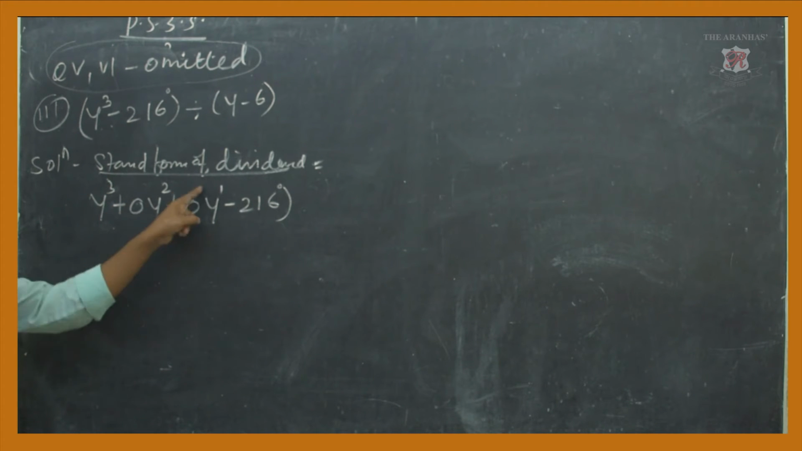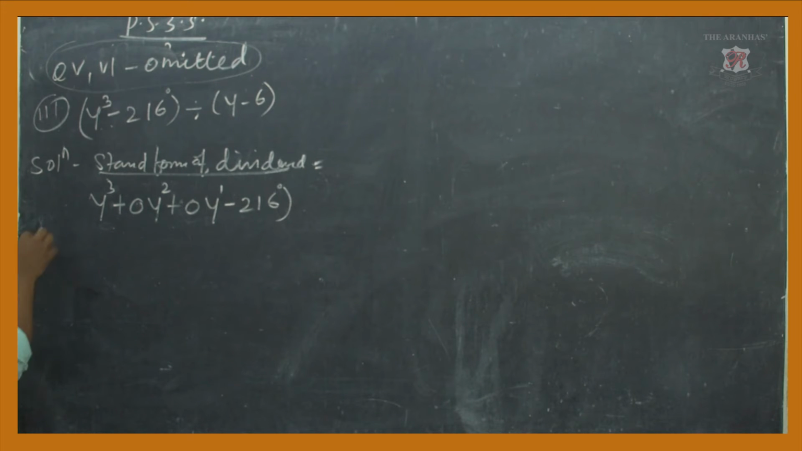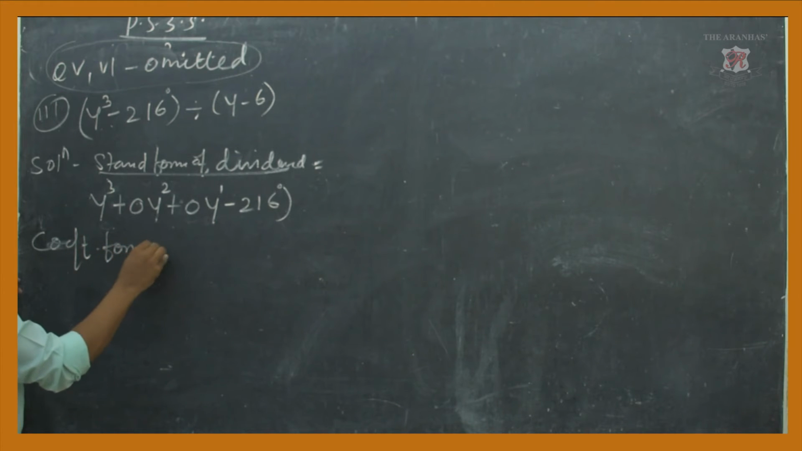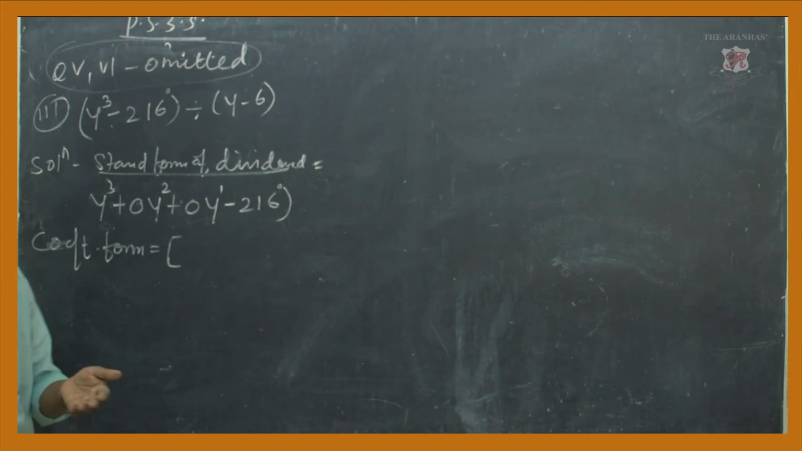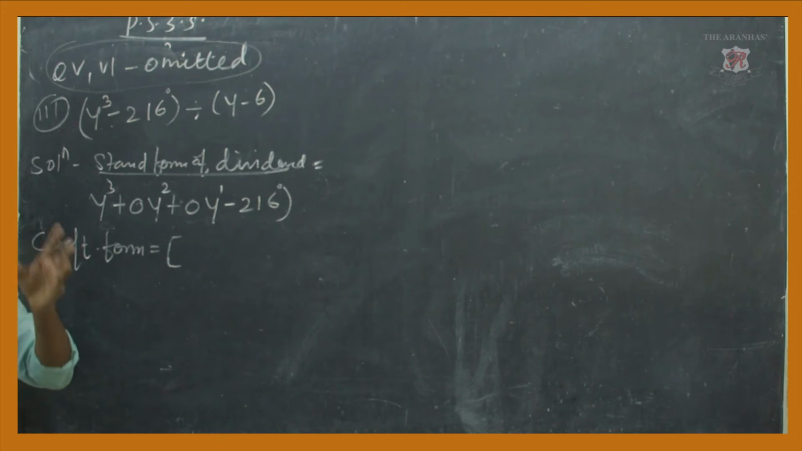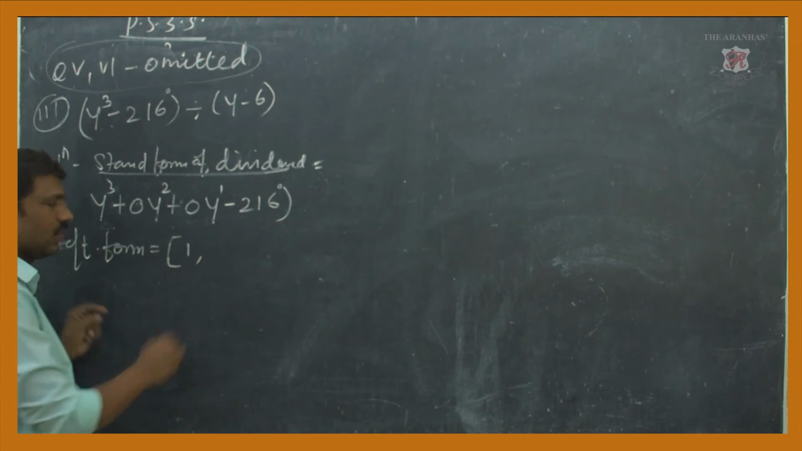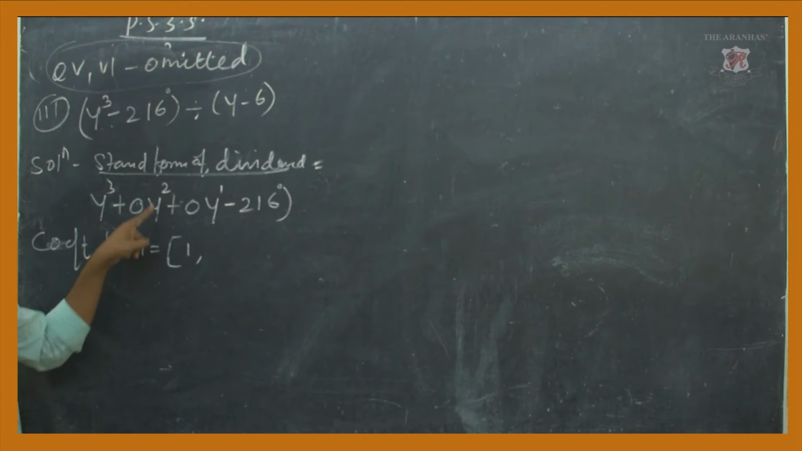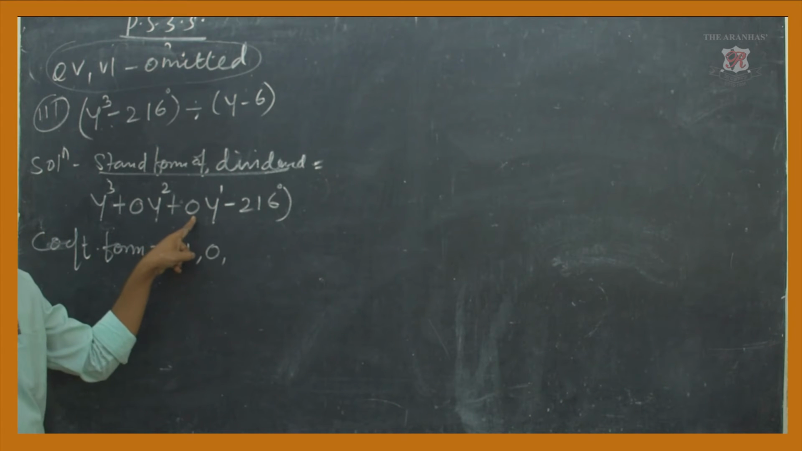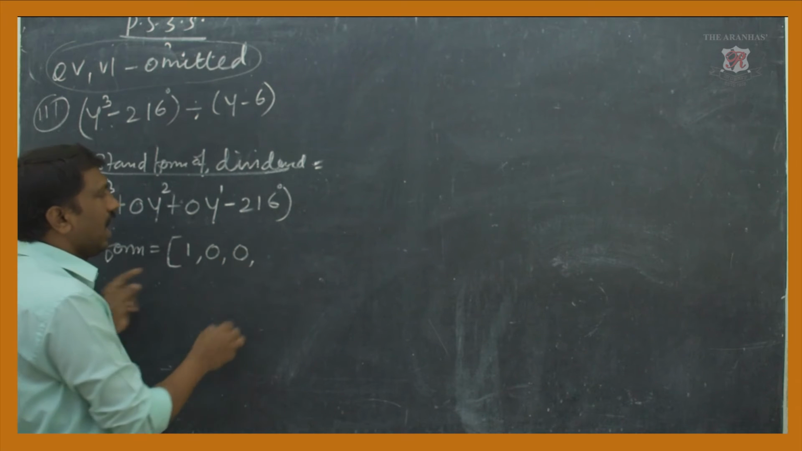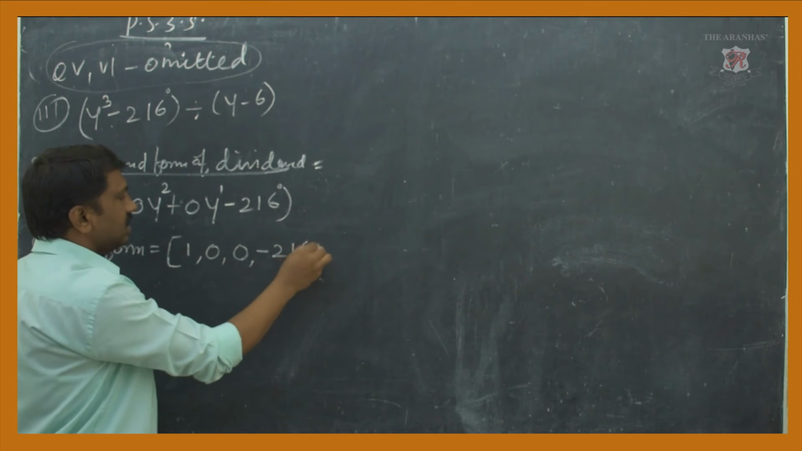Let us see now, 3, 2, 1, 0. Now it has come in the standard form, and afterwards we are going to write its coefficient form. The coefficient form is the number which lies to the left of the variables. In the first term, a number is not there, which means we have to consider it as 1. So first we get 1, second is the y square term, which is 0, so we will write 0. Again y raised to 1, here we have 0. So we will take this 0, and the last constant is minus 216.